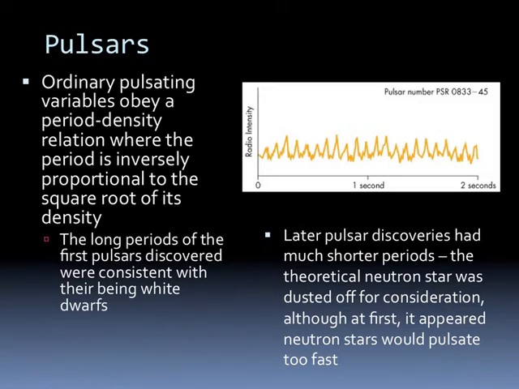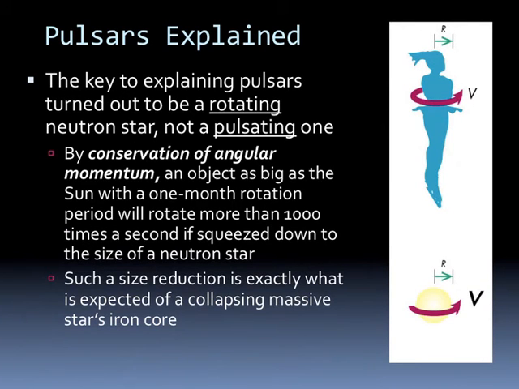Now, ordinary pulsing variables obey a period-density relationship, where the period is inversely proportional to the square root of its density. The long periods of the first pulsars discovered were consistent with them being white dwarfs. Later pulsar discoveries had much shorter periods. The theoretical neutron star was dusted off for consideration, although at first it appeared that neutron stars would pulsate too fast. The key to explaining pulsars turned out to be a rotating neutron star, not a pulsating one.